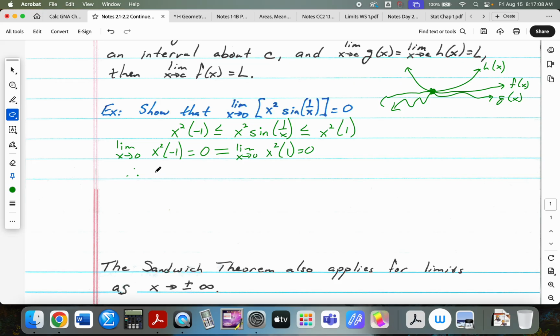So therefore, the limit as x goes to 0 of x squared times sine of 1 over x has to also be 0. I have a question. Yeah. How do you know that the first two go to 0? Oh, as x gets close to 0, what does x squared get close to? 0. And if I multiply it times -1, it's still 0. Yeah. No, it's okay.